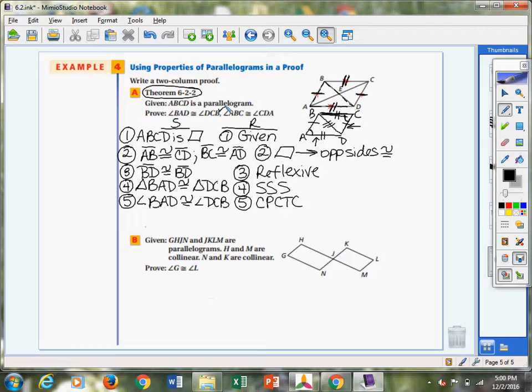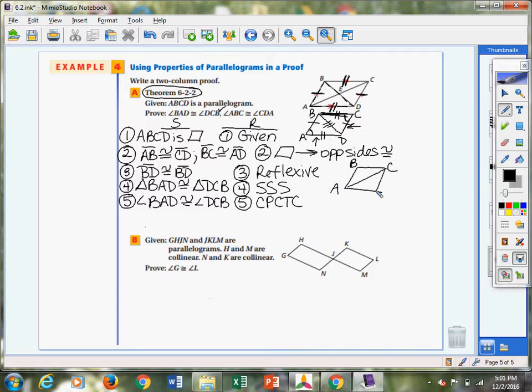Now what I don't have done is the other one, which is angle ABC and CDA. I don't have those done. So I'm going to have to go back. Let's draw two separate triangles here with that AC diagonal. I just need to give you a visual. That's why I'm doing this.